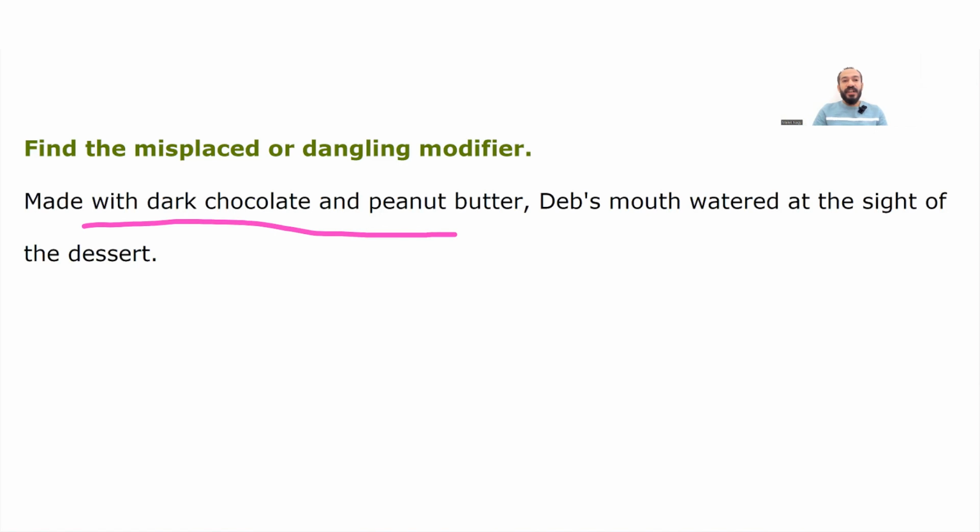All right, ask yourself a question now. What is made with chocolate and peanut butter? Is it Dip's mouth? No, it's definitely the dessert. So why would you place this modifier next to the mouth when it's supposed to be next to the dessert? Because it's simply describing the dessert, right? So the misplaced modifier here is "made with dark chocolate and peanut butter."